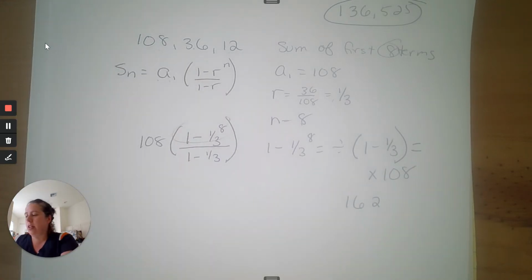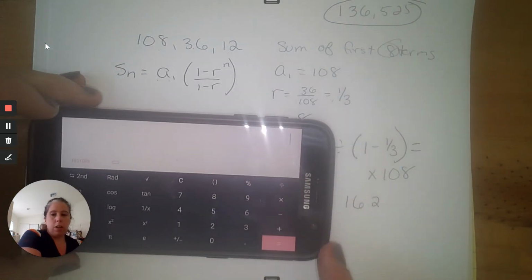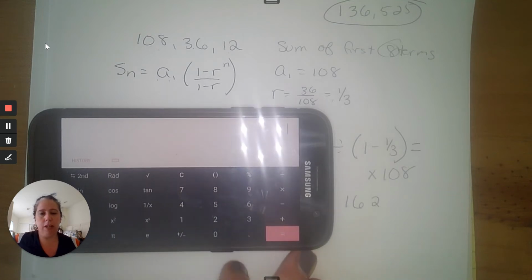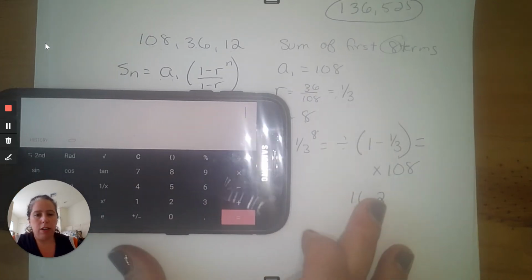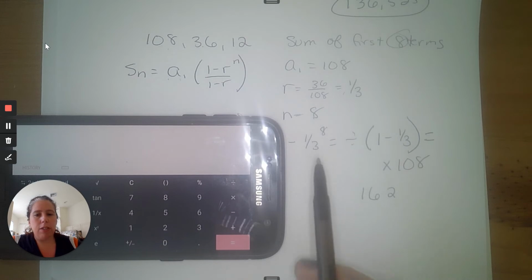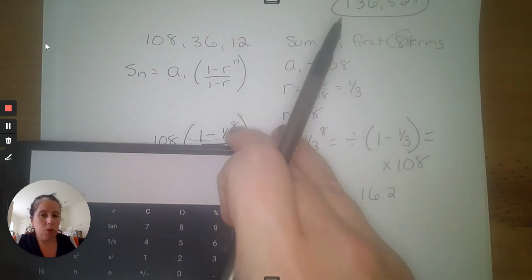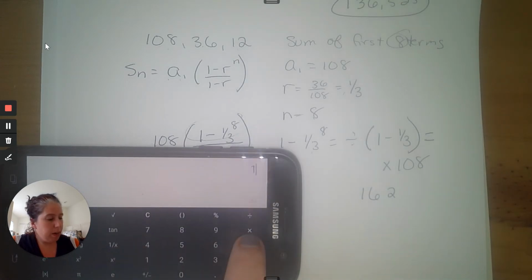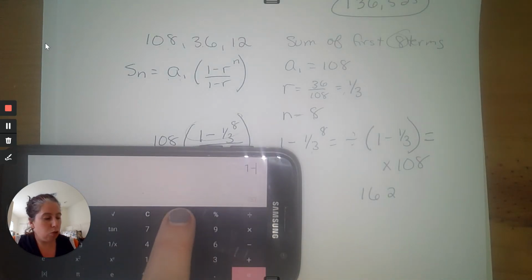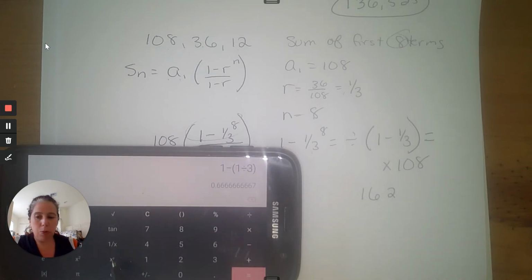Okay, now I'm going to show you how to do it on your cell phone. Your cell phone might be a little different than mine, and that's fine. The difference is when you do fractions, you have to do the division in parentheses. So when I do 1 minus a fraction, I use parentheses: parentheses 1 divided by 3, close your parentheses. Now raise it to the right exponent, the x to the y. Raise it to the 8th power and hit equals, right?